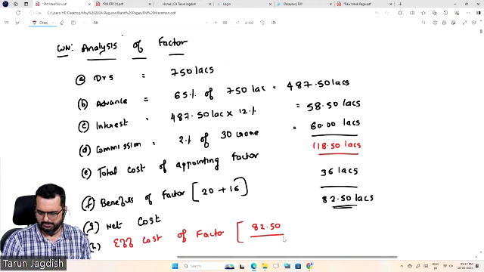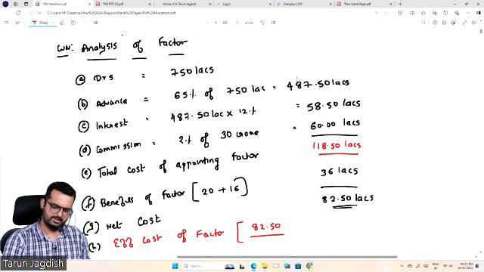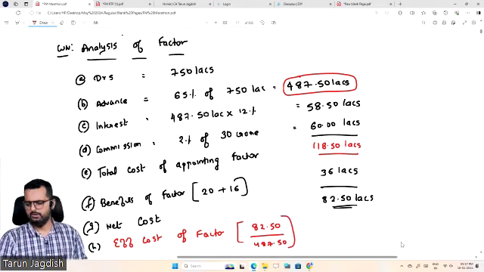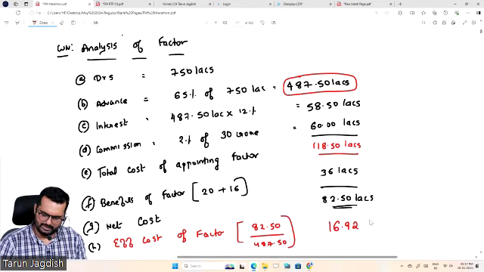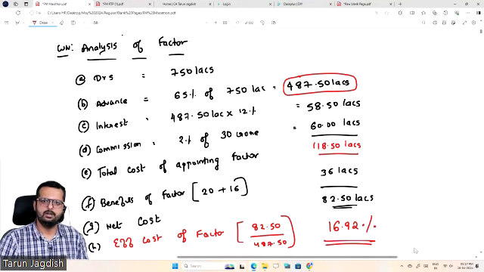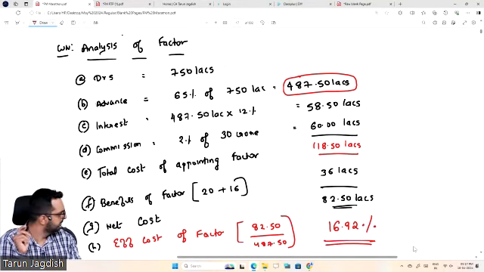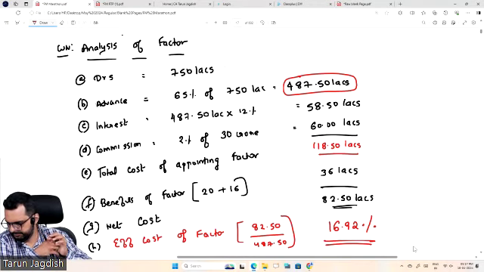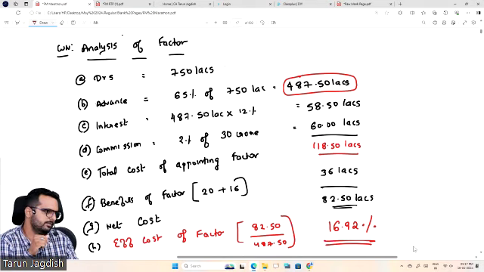82.5 divided by advance, that is 487.50 lakhs. So do you get the answer as 16.92%? Please write down this in your books now. Just one more requirement and we are done with this question, friends.